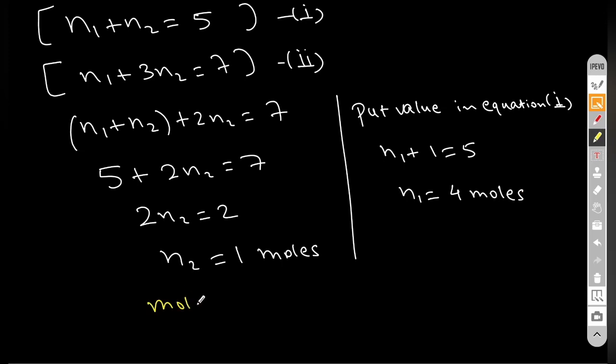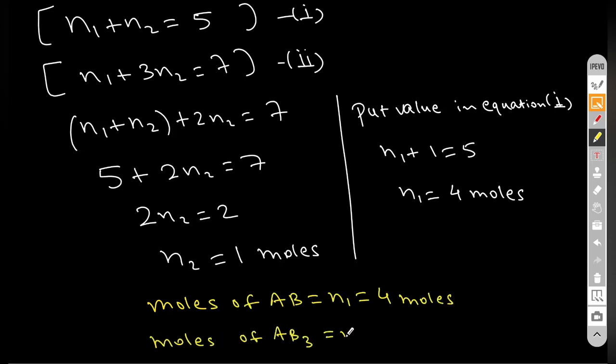We will further write moles of AB, which we assumed N1, is equal to 4 moles, and moles of AB3, which we assumed as N2, came out to be 1 mole. So this is simply the answer.